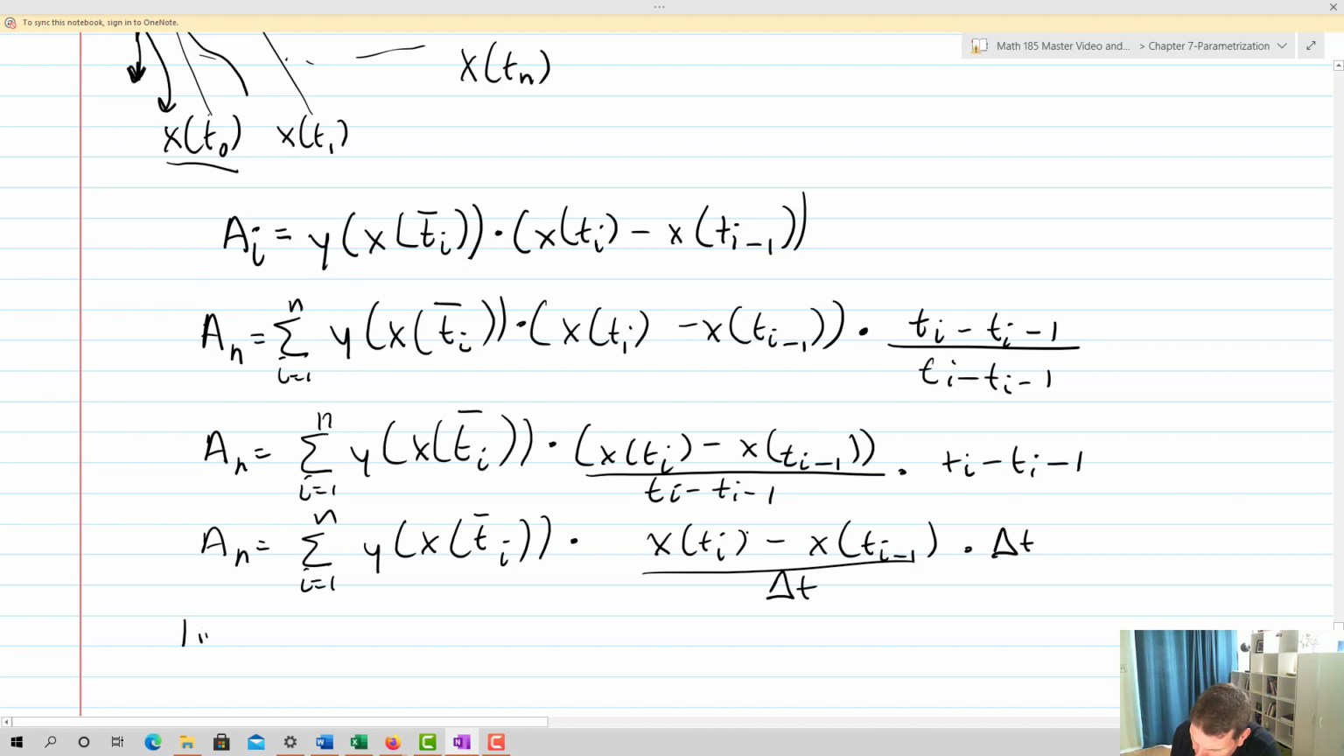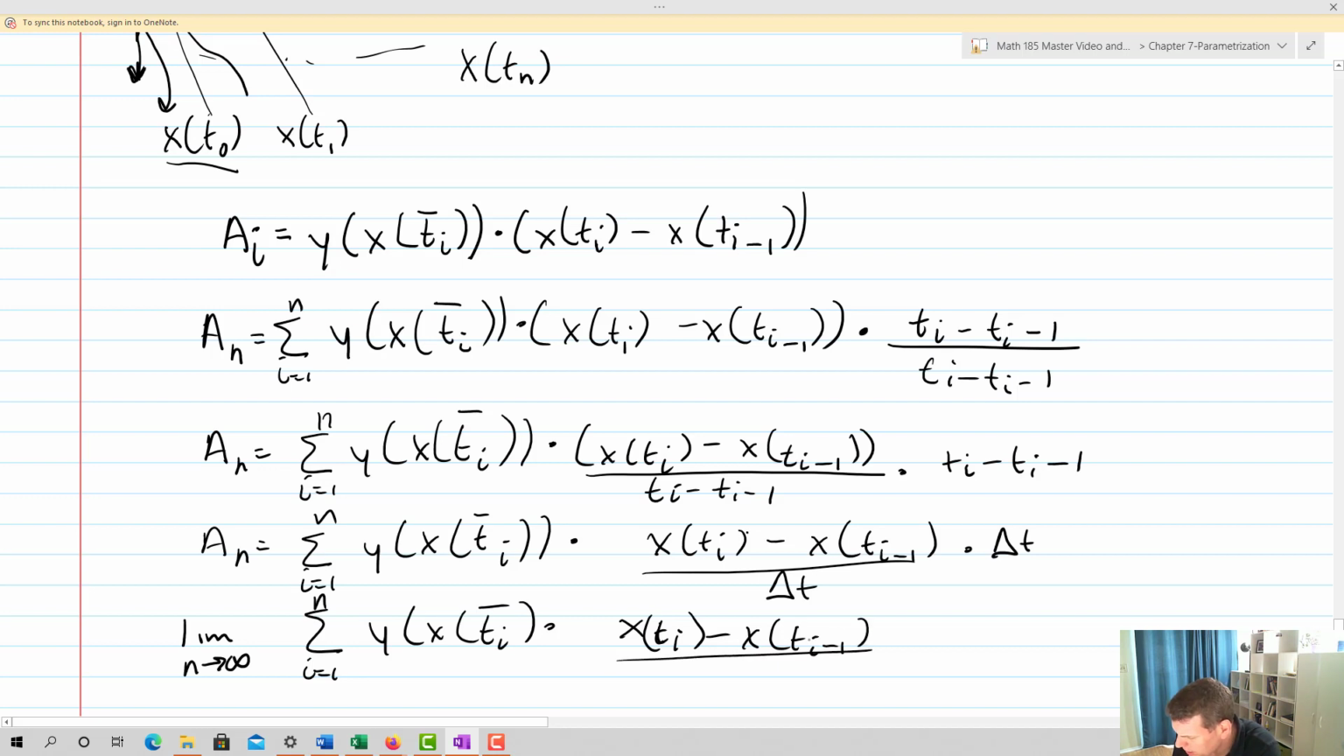So what I'm going to do now is take the limit as n approaches infinity, just like I've done with every other integral. And this is going to be of y of x of t_i star times this x of t_i minus x of t_(i-1), and those are just the parametrization of x evaluated at each one of these values, divided by delta t times delta t.